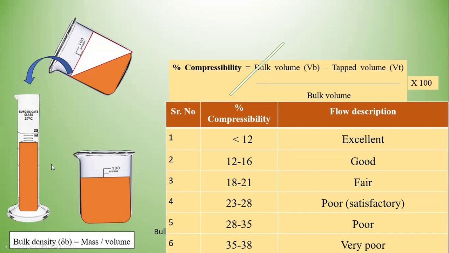Second, because of the compressibility, you get the flow property of the drug. Suppose the percentage compressibility is less than 12, the flow property is excellent. If it is 12 to 16, good. Then 18 to 21, fair. As the percentage compressibility keeps increasing, the flow property of the drug is worse. As the drug passes through the hopper, when the powder is removed from the container, flow should occur properly. So the compressibility index should be taken into consideration.